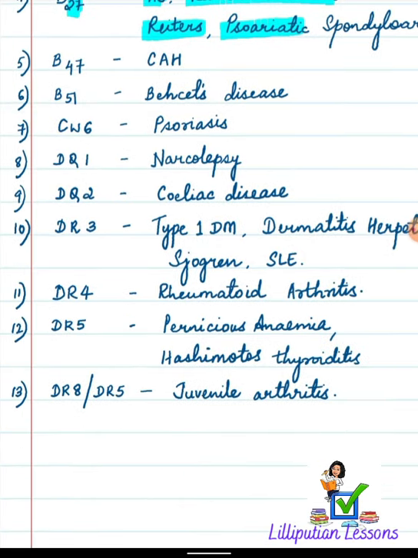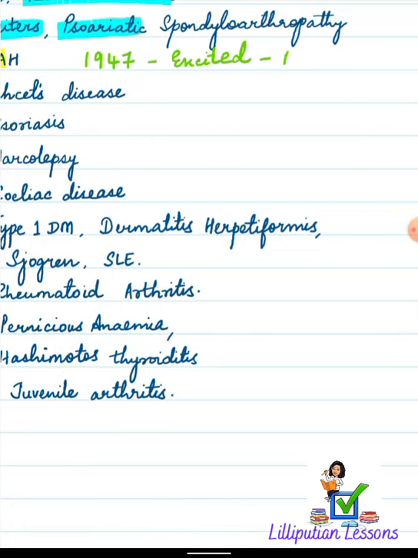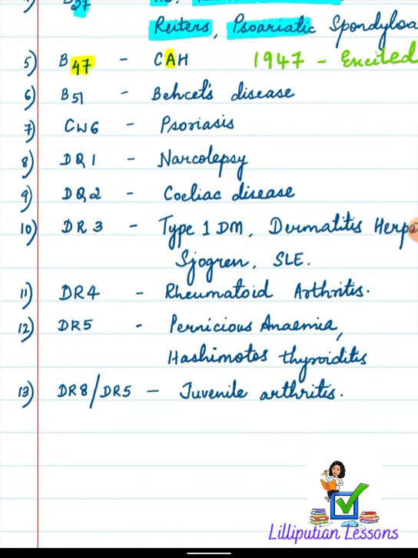B47 is for congenital adrenal hyperplasia. So focus on the word adrenal. Whenever you are having adrenal symptoms, it means that you're very active, and you can remember this by remembering that 1947, when everybody got freedom, they were very excited because it was Indian Independence Day, and excited means adrenal. Okay, so that is how you remember that.